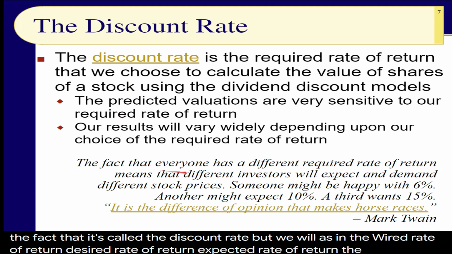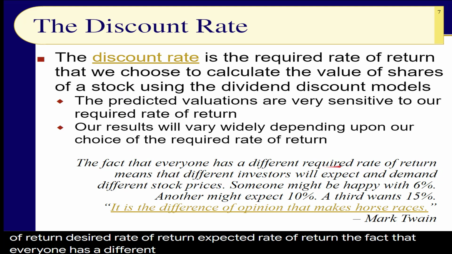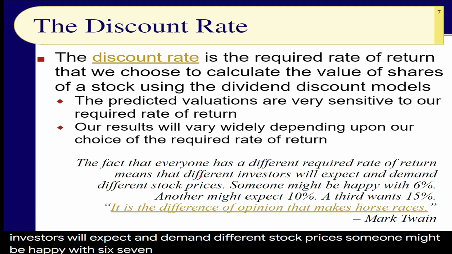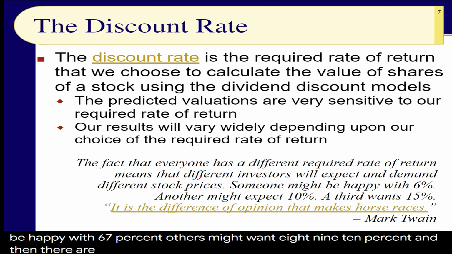The fact that everyone has a different required rate of return means that different investors will expect and demand different stock prices. Someone might be happy with 6, 7%. Others might want 8, 9, 10%. And then there are people who want 15% or more.